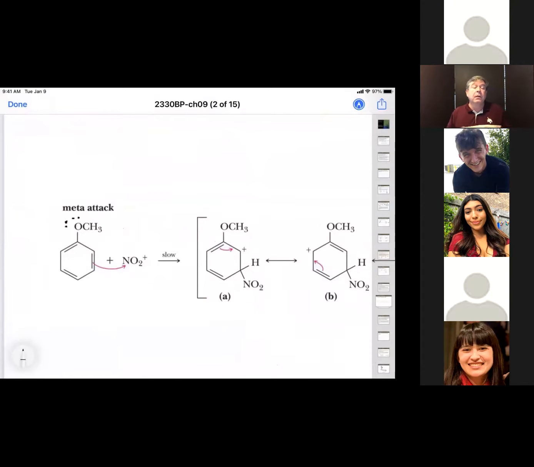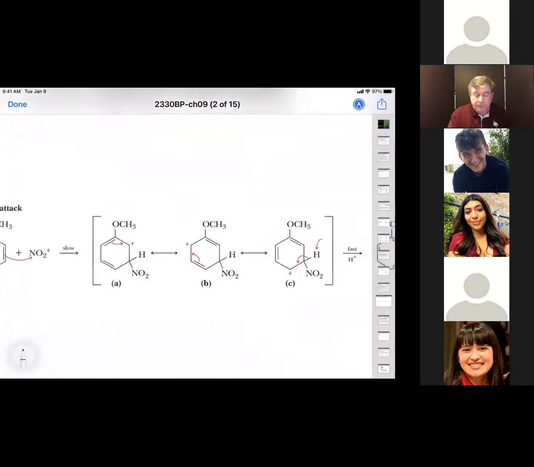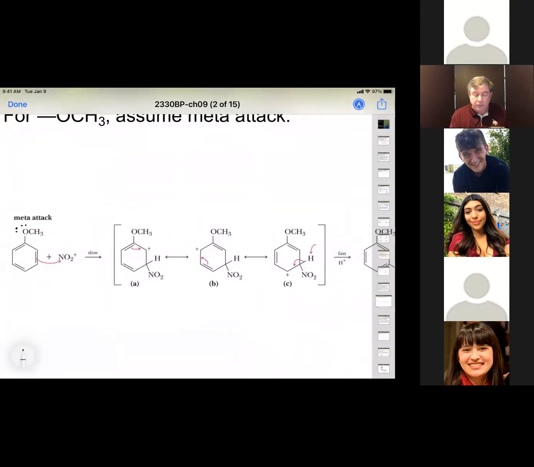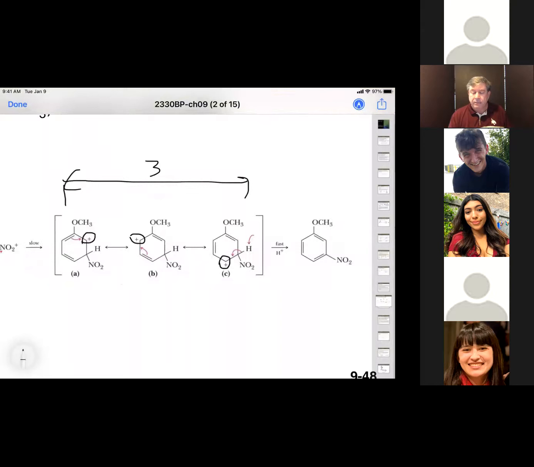But what if we, for some reason, attacked it meta? What would happen? If we attacked it meta, we would end up with a positive charge on one of the carbons next to where it attacked. And then we would be able to have it move around that ring. So we have the positive charge moving around the ring, and we have 3 contributing resonance structures. And then the fast step, again, would be to lose the proton and get our product here. So that doesn't seem too bad. Our mechanism started with 3 resonance contributors, so we're not hurting anything here, right?